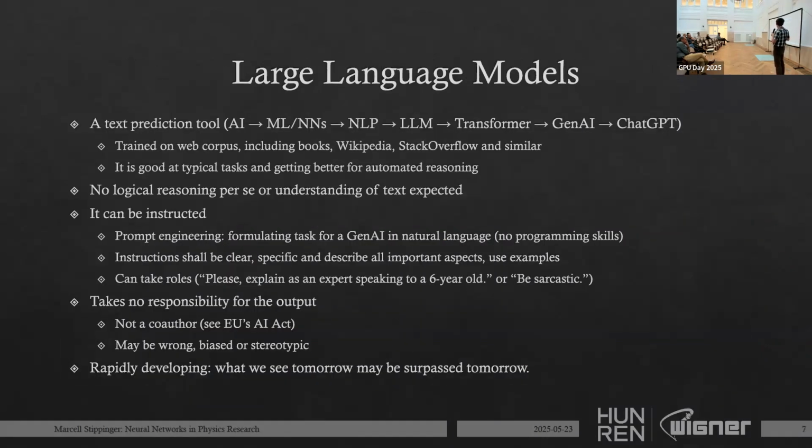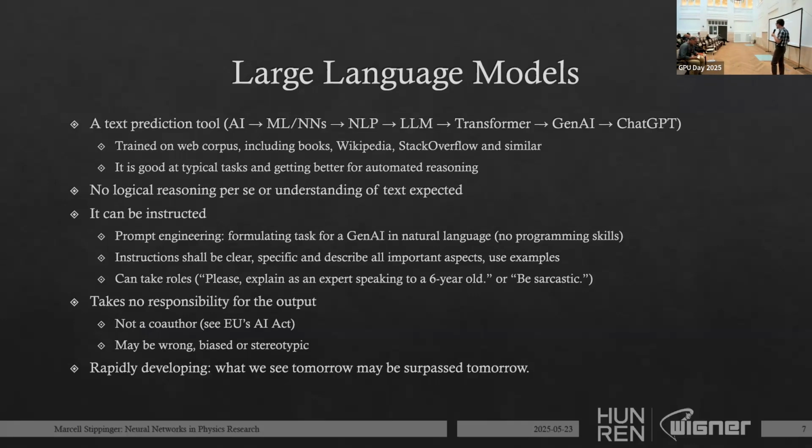Okay, so we have seen what large language models are and how they fit into this hierarchy. Probably you know already that they are not a magical thing. They are deep neural networks trained on a large corpus, and they are good at typical tasks.